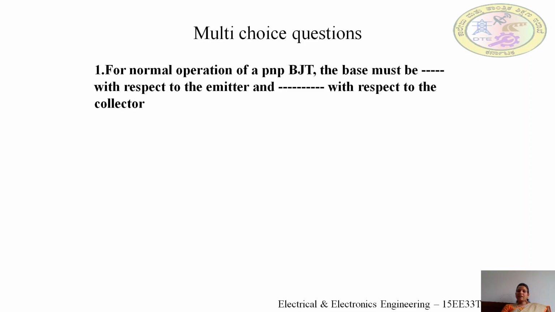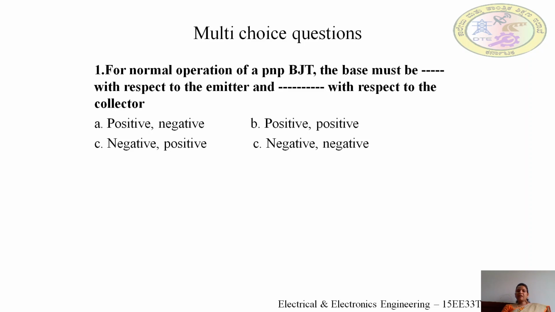So you know that, be it any transistor, PNP or NPN, we know that the emitter base junction must be forward biased and the collector base junction must be reverse biased. So in a PNP transistor, base with respect to the emitter must be negative, and with respect to the collector it must be positive. So the option is C. We have four options: positive, negative; positive, positive; negative, positive; and negative, negative. So the third option, option C, is the right answer.